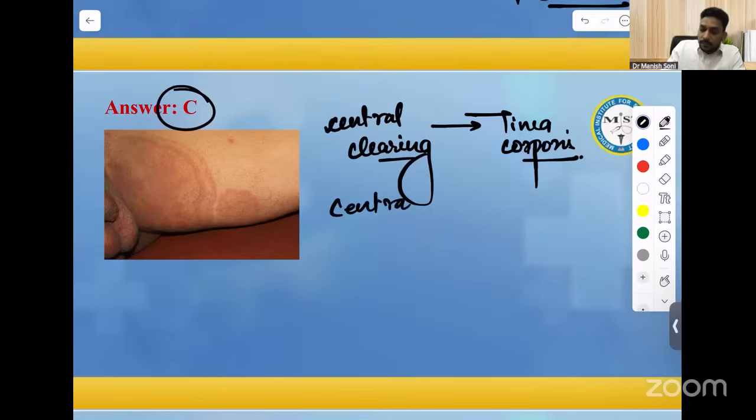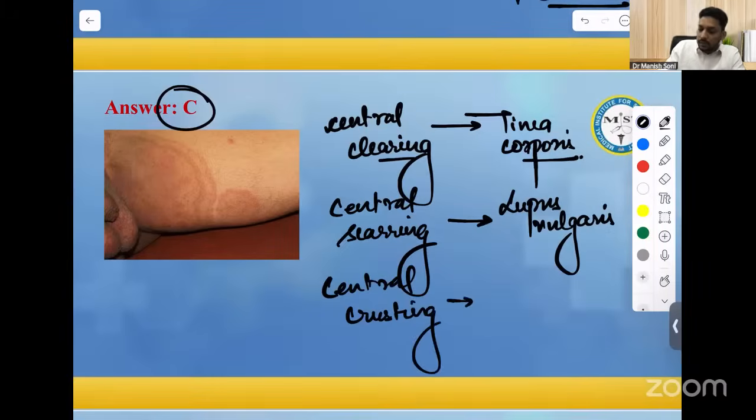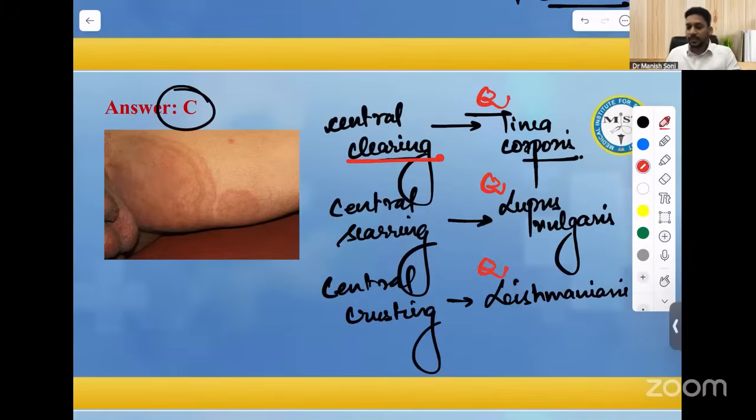Central scarring is seen in lupus vulgaris. Central crusting is seen in leishmaniasis. So all these are very important points already asked. Central clearing, tinea; central scarring, lupus vulgaris; and central crusting, leishmaniasis.